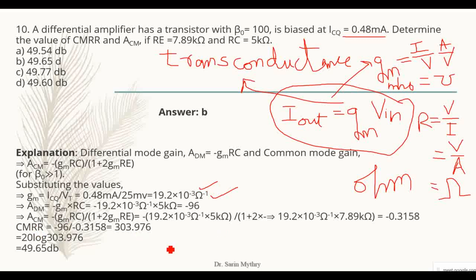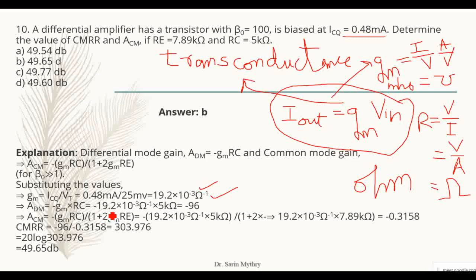And just now we have found out what is GM. GM is equal to 19.2 into 10 power minus 3 upon mho, 1 ohm to the power of minus 1. So it is in the denominator. So we have taken this minus 1. And find out the ADM. ADM is equal to, formula of ADM is what? Gain is equal to minus GM times RC.